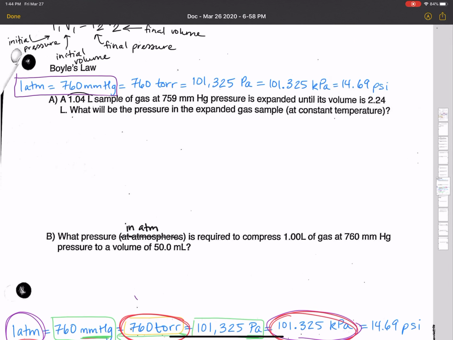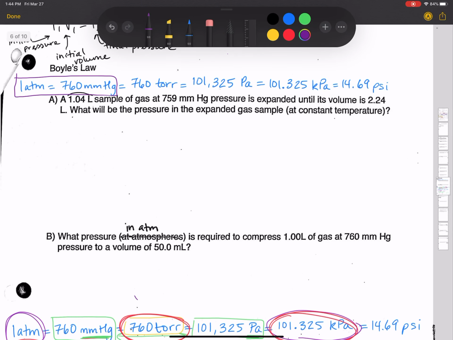The question we're going to look at now is question B for Boyle's law. Question B says, what pressure in ATM is required to compress 1.00 liters of gas at 760 millimeters mercury pressure to a volume of 50.0 milliliters? Question B is a little bit more challenging than question A.